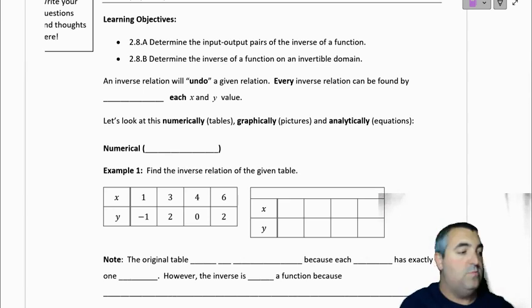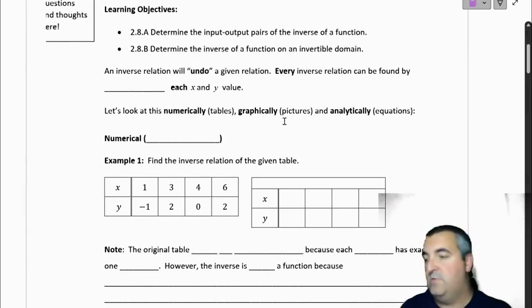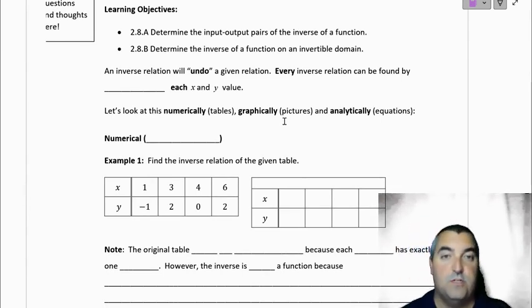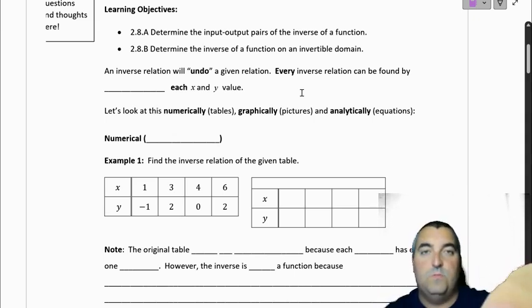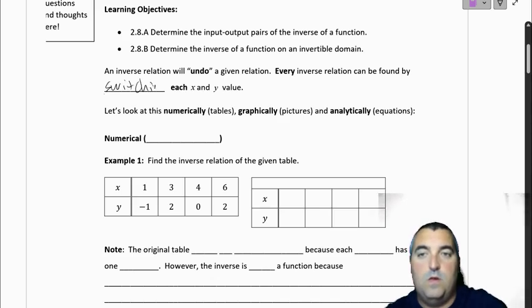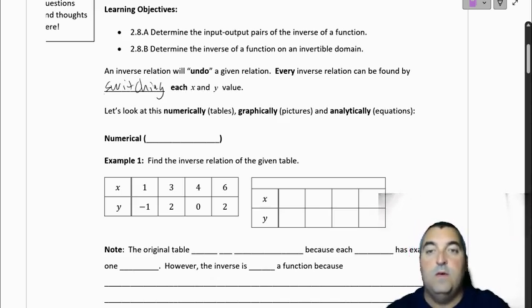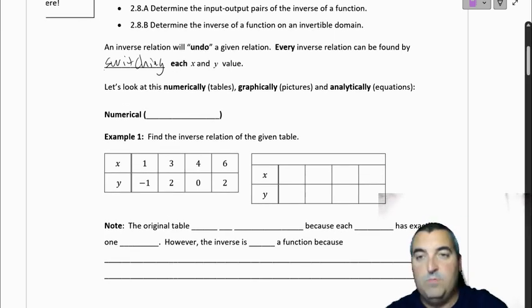Today we are looking at 2.8, which is inverse functions. First we'll talk just real quick about what an inverse is. An inverse relation will undo a given relation. Every inverse relation can be found by switching each x and y. So we're going to look at it a few different ways: first tables, then graphically, and then analytically using equations. So this would be numerically, which is using tables.